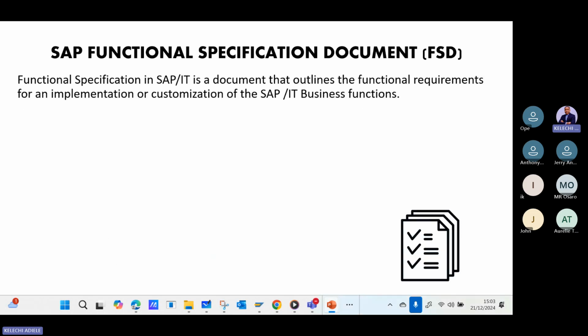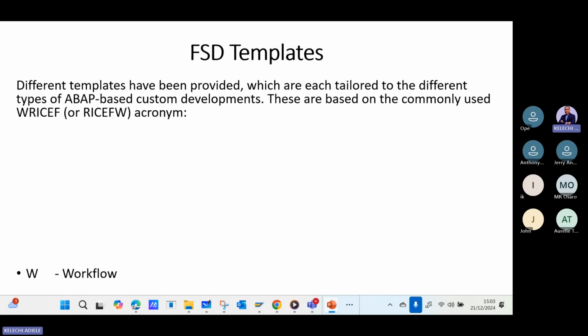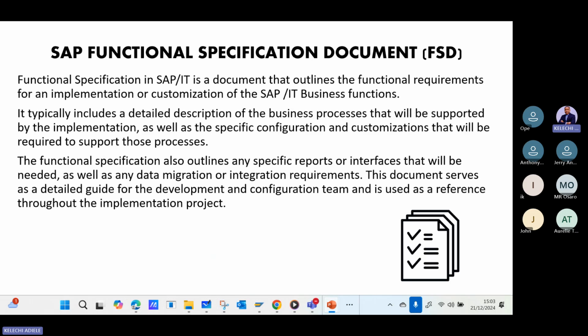Now, the very important document, which we call the functional specification document, I'll rush through this, is how we close gaps. The functional specification document is a document that outlines the functional requirements for an implementation or customization of an SAP business function or IT business function. It typically includes a detailed description of the business process that will be supported by the implementation, as well as specific configuration and customizations that will be required to support those processes.